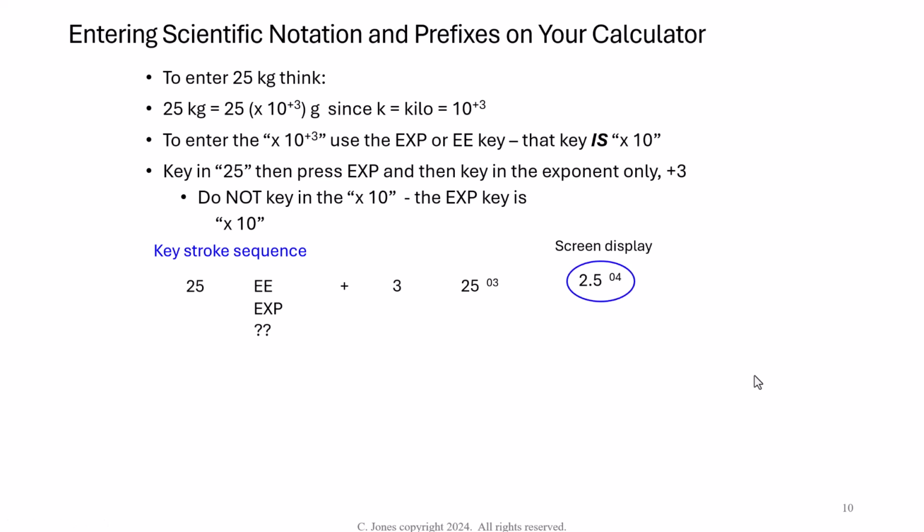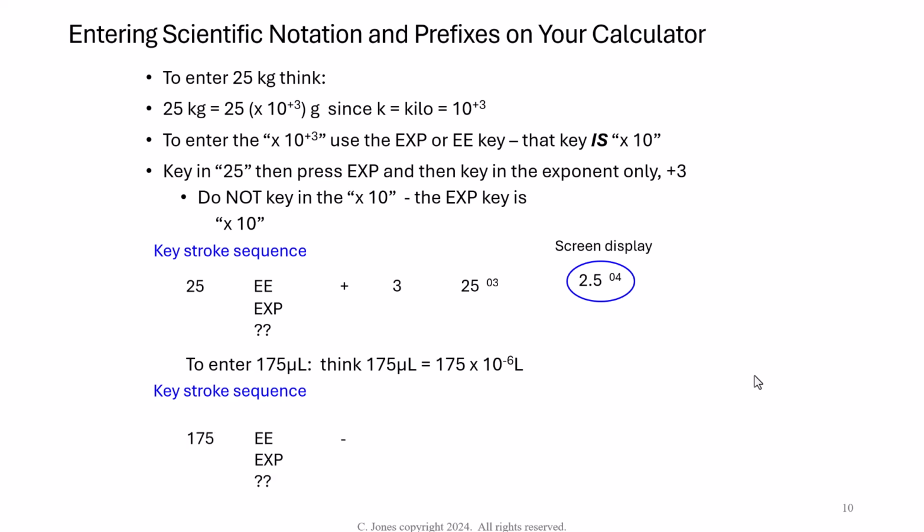And that is the end of our review. But let's do one more. Sorry, one more. Try this one, okay? To enter 175 microliters, go 175 EE. We know that micro is minus 6, right? So we're going to have 175 times 10 to the minus 6, but your calculator will do the correction.